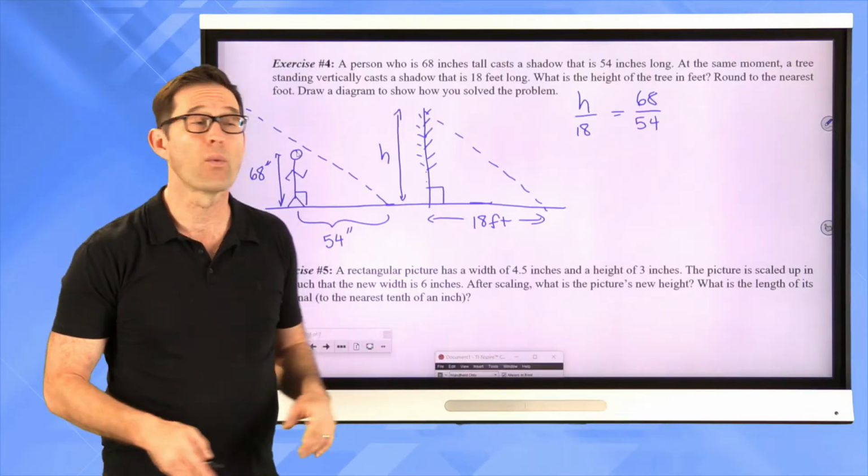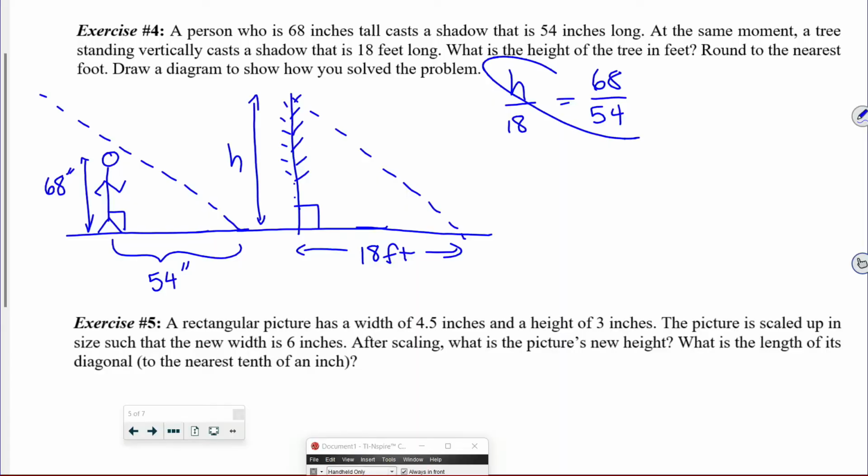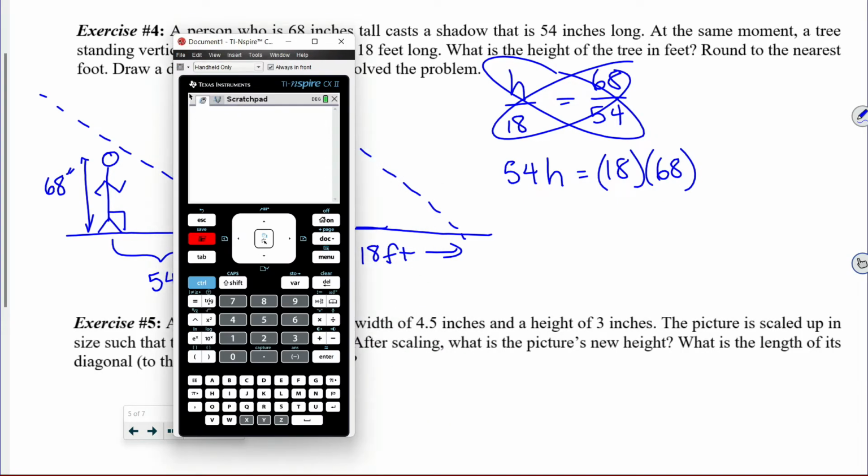Because at this point, we're simply going to cross multiply, right? And we're going to get 54 times H is equal to 18 times 68. And for that, I definitely want to bring out my calculator. So I'm just going to do 18 times 68, and that's going to give me 54 times H is equal to 1,224. And now we'll just do a little division by 54 to figure out the height of the tree.